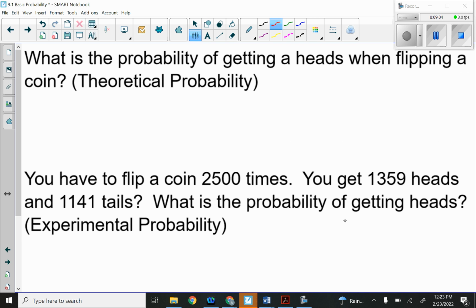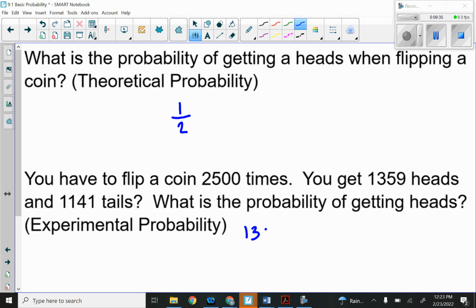So what is the probability of getting heads when flipping a coin? So one side is heads, out of 2 sides, 1 out of 2 probability. But if I flip a coin 2,500 times and I get heads 1,359 and tails 1,141, what's the probability of getting heads?